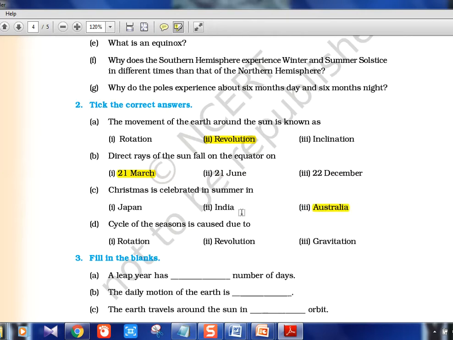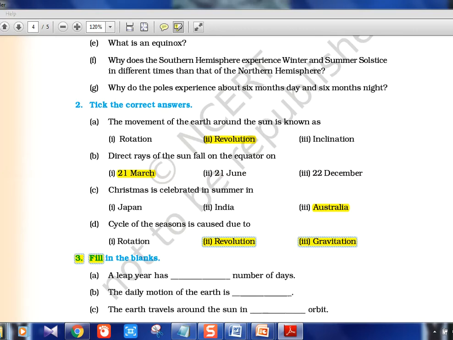Okay, so kind of mapping exercise. Japan and India are in the northern hemisphere, northeast hemisphere you can call, but Australia is in the southeast hemisphere. Cycle of the seasons is caused due to revolution. Okay, if they ask about day and night, it will be rotation. So this UPSC has asked actually, even though it's a very simple question, UPSC has asked it as one of the statements. Okay, so that's all for chapter 3.